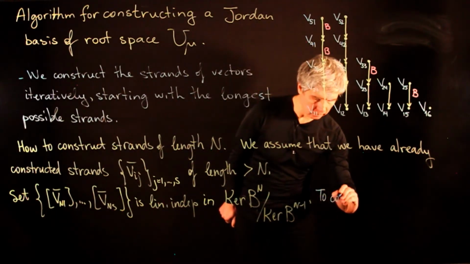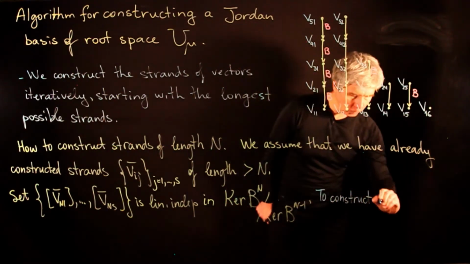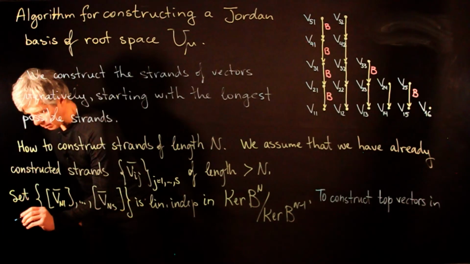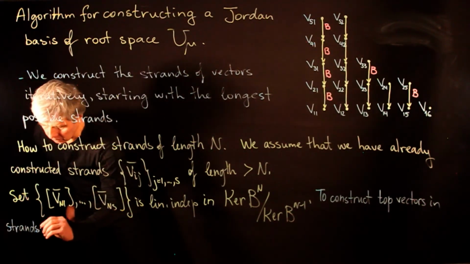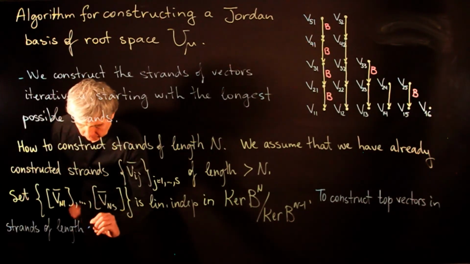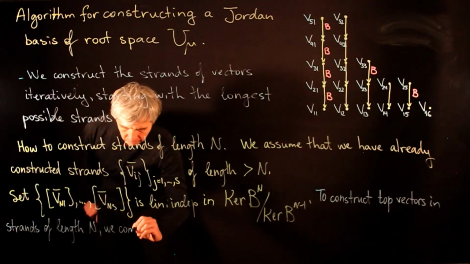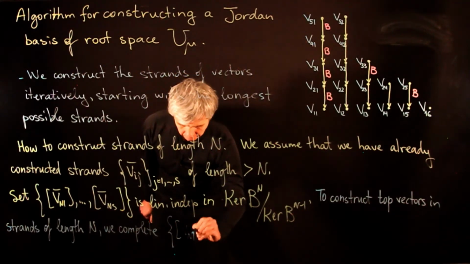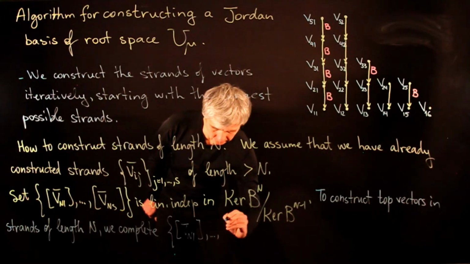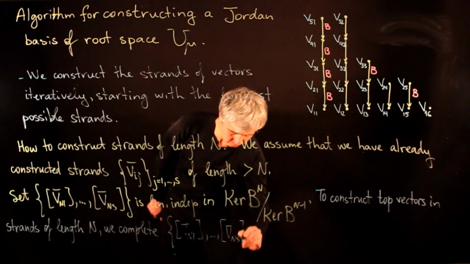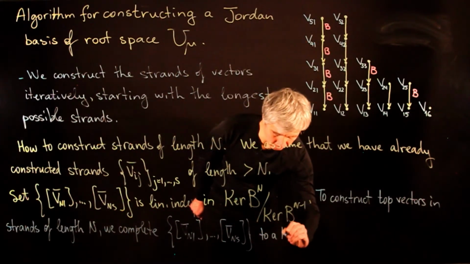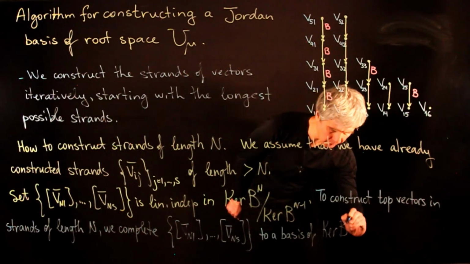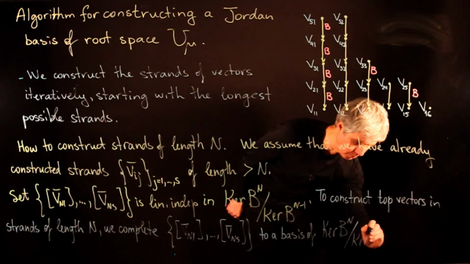To construct top vectors in strands of length n, we complete the set of equivalence classes V_n1 through V_ns to a basis of this quotient space of kernel b to the power n, quotient by the kernel of b to the n minus 1.